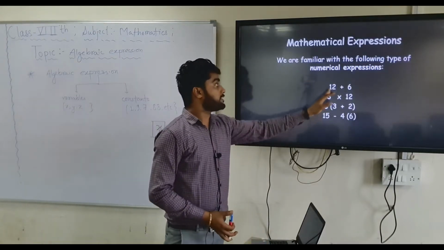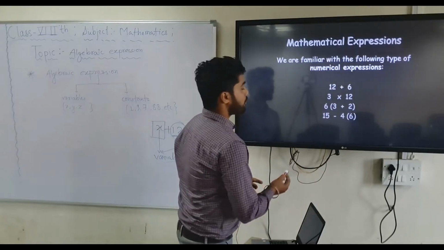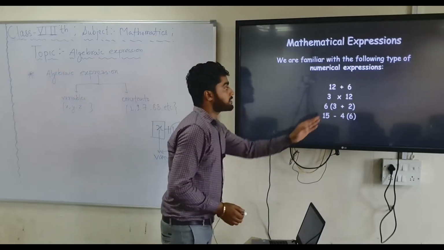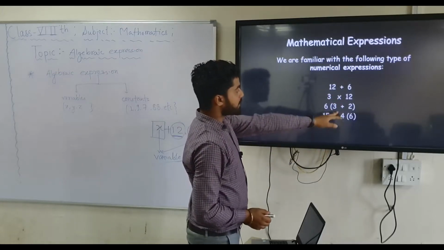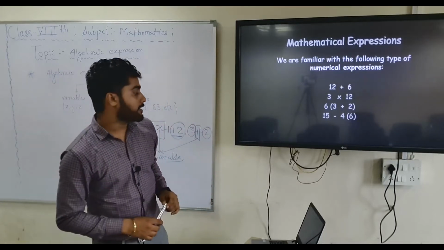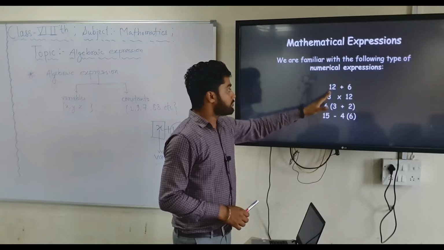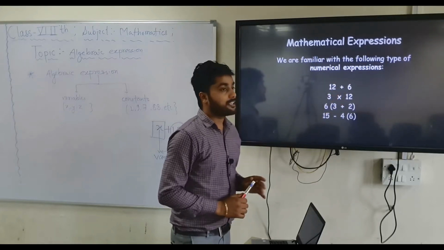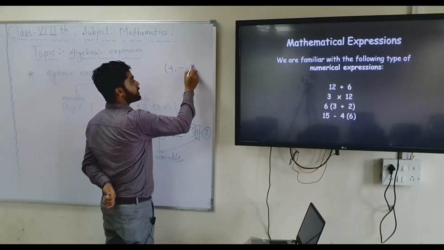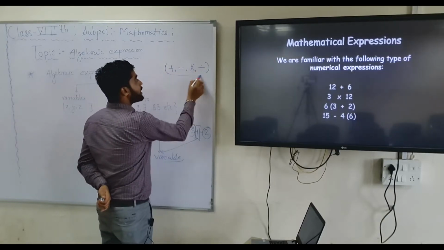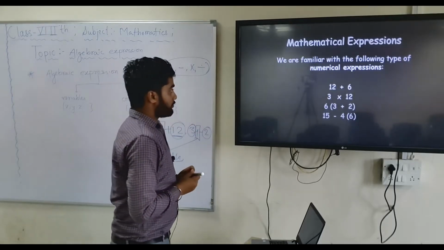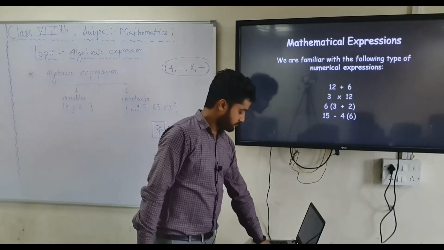We are already familiar with these kinds of expressions; from class 5 we started learning things like addition, subtraction, multiplication and using parentheses, or small brackets. So these are the expressions where terms are combined with algebraic signs: plus, minus, multiply and divide. These combinations of signs are said to be an expression.